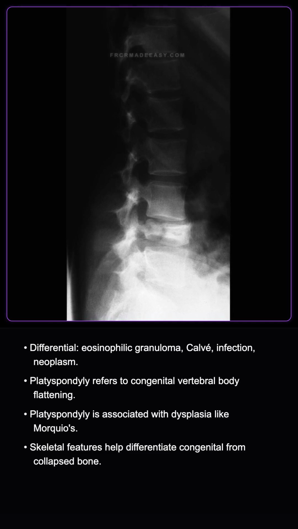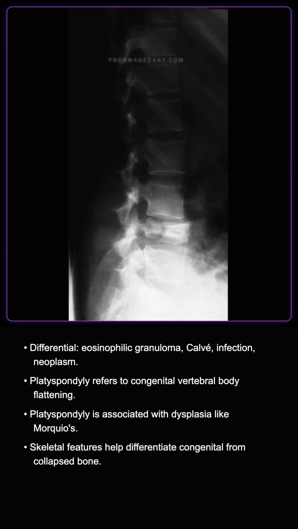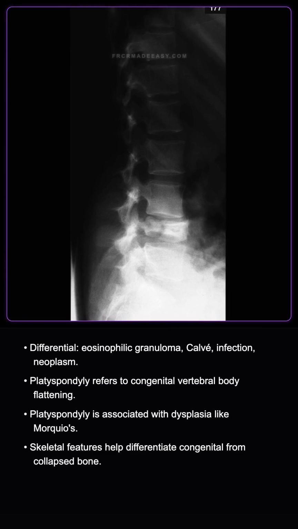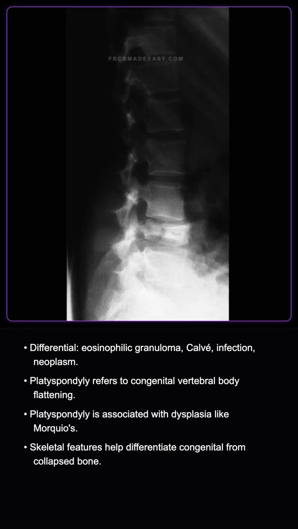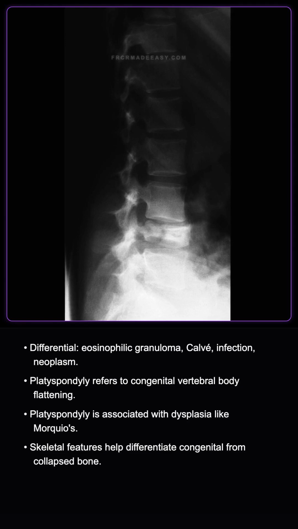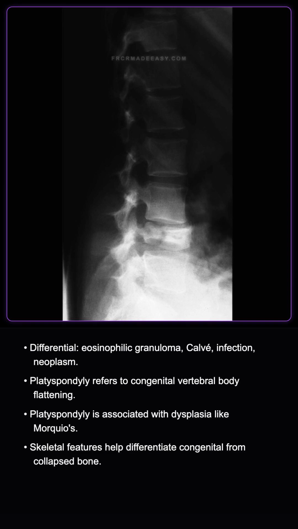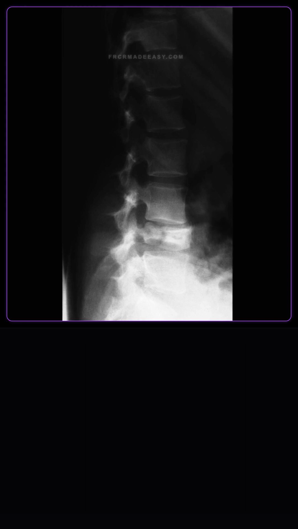In contrast, platyspondyle refers to a congenital flattening of the vertebral bodies from birth, rather than collapse of a previously normal bone. Platyspondyle is associated with skeletal dysplasias like thanatophoric dwarfism, osteogenesis imperfecta, Morquio's disease, spondyloepiphyseal dysplasia congenita, and Nièvergelt syndrome. Describe the clinical course and characteristic radiological presentation of eosinophilic granuloma of the spine.